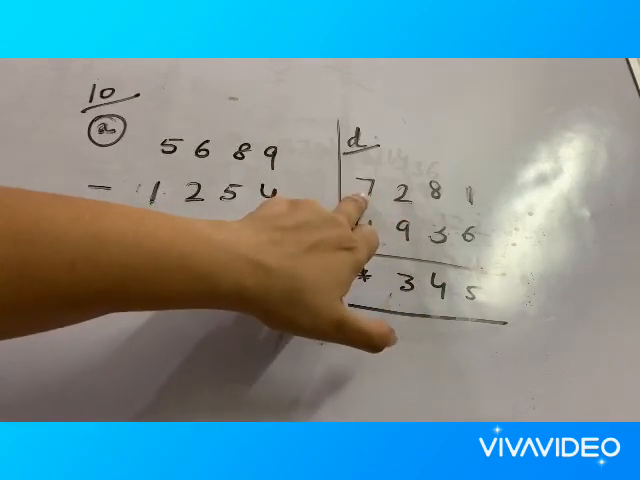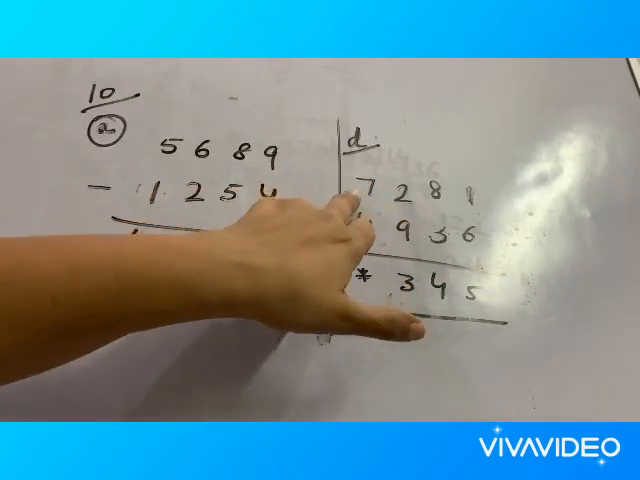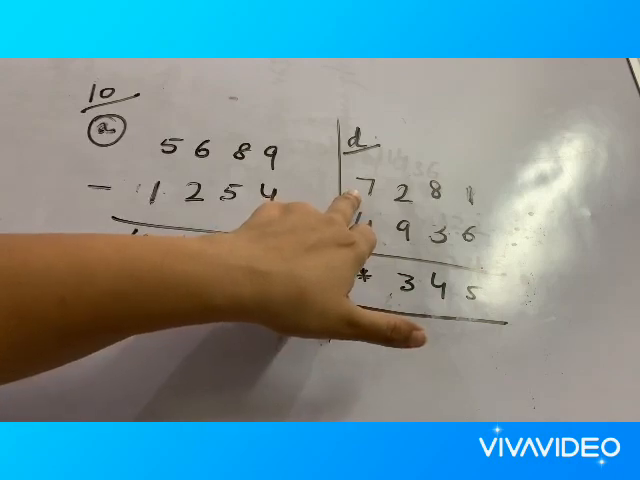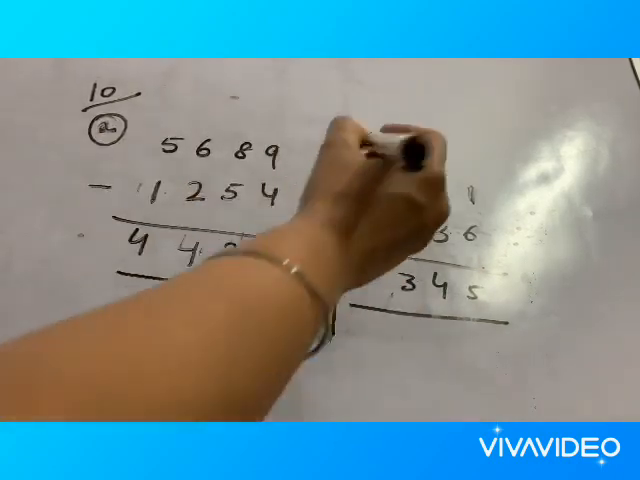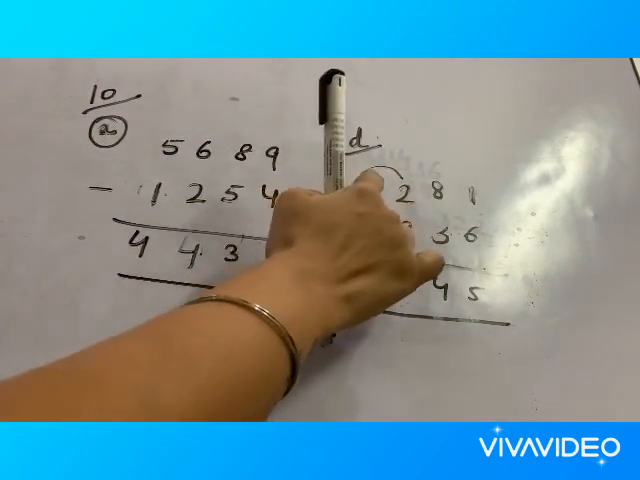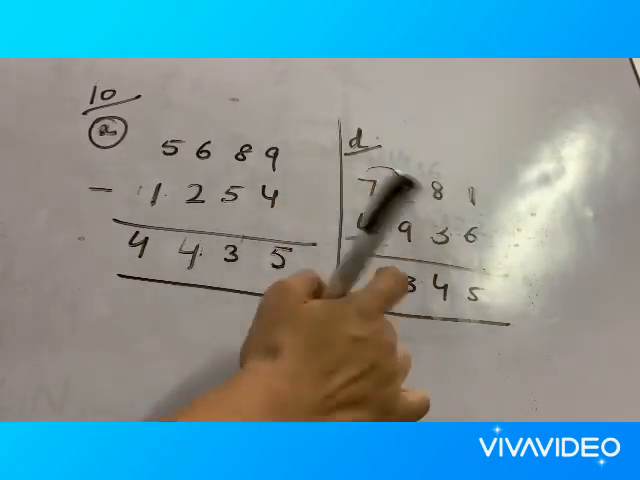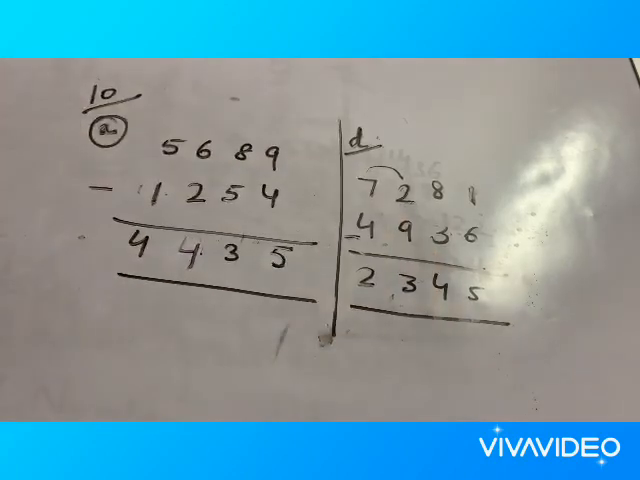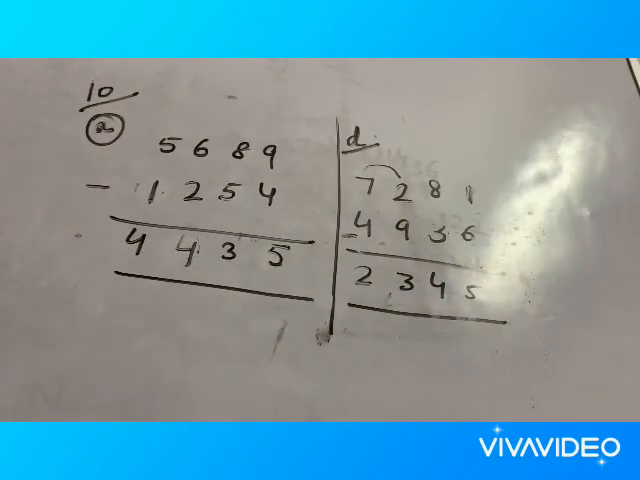Now here, it's not 7. We will consider 6 here because we just took a carry here. So 6 minus 4, 2. This is a little difficult, but if you practice it 1 or 2 times, then it will be easy for you. Okay.